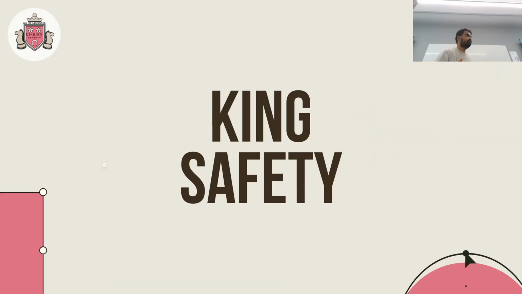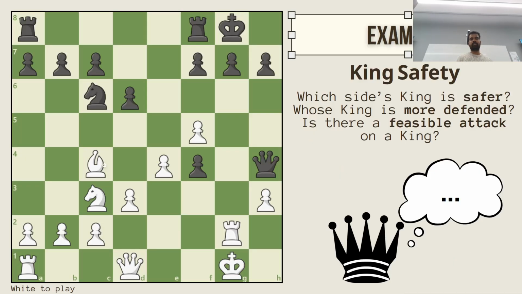And the next part of the criteria was king safety. Does anyone know what king safety means, first of all? Perfect. Yeah, exactly. So how well defended the king is, pretty much. But there's also another aspect of that, which I'm going to mention as well. So not only is it about how defended your king or your opponent's king is, it's if there's a feasible attack on the opponent's king or your king as well.